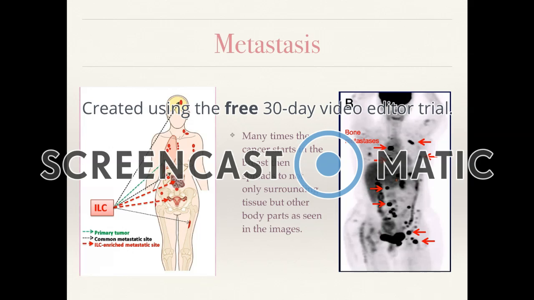In the image to the left, it shows where the primary tumor has formed and common areas where it normally metastasizes. The red arrows show enriched metastatic sites where normally they wouldn't be.